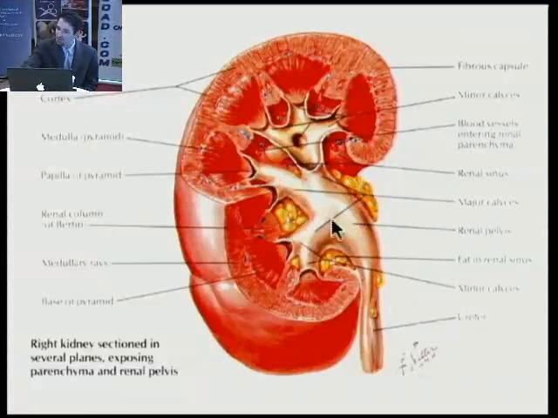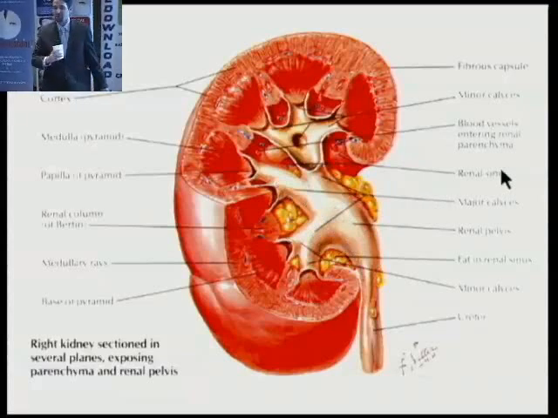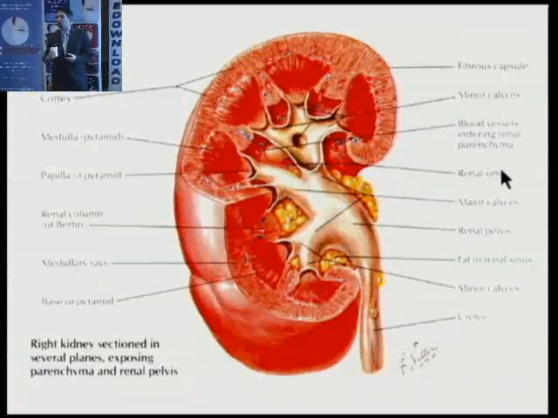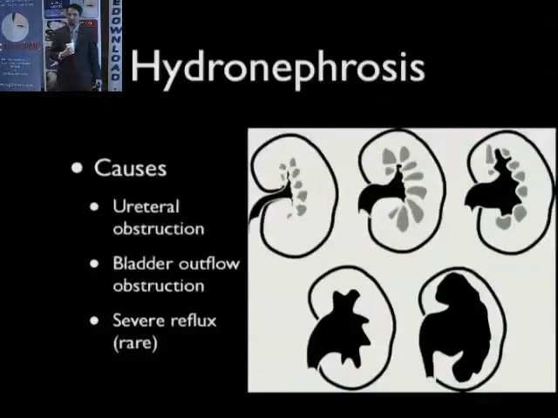As urine backs up into the kidney and this collecting system distends, remember, water or urine is going to be black on ultrasound. Fluid is black. And so you're going to see a black puddle start to collect in the center of the kidney, in the center of that white portion of the kidney.